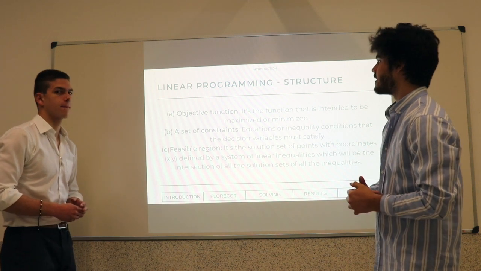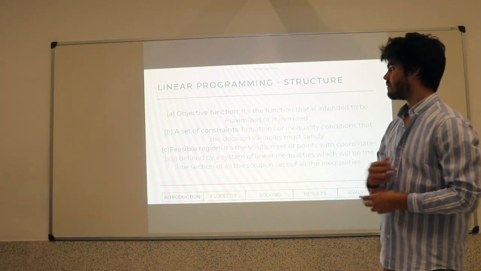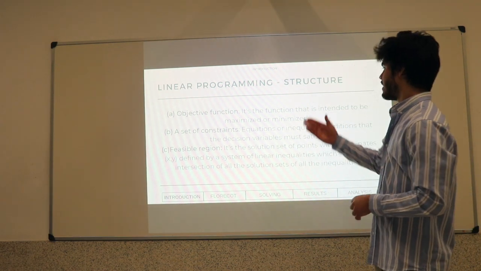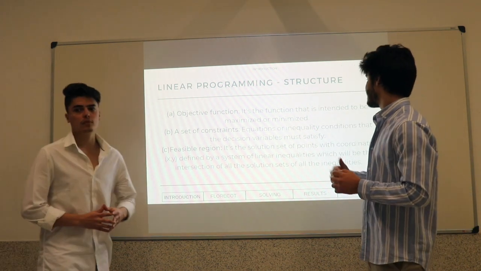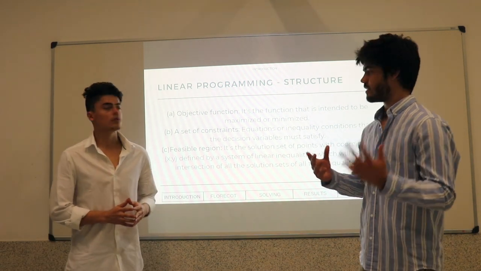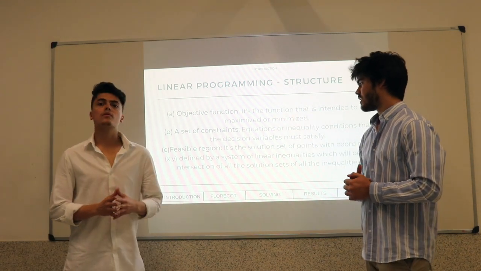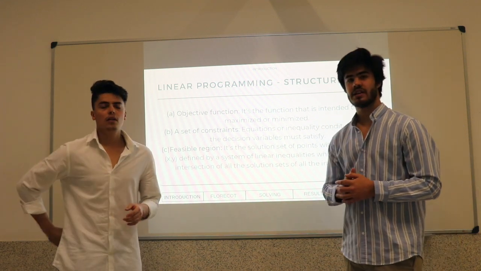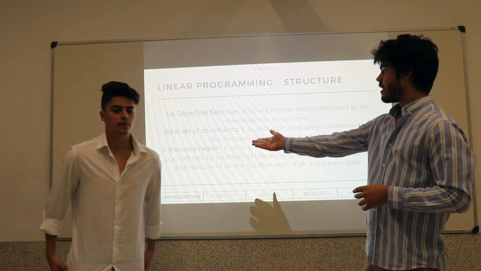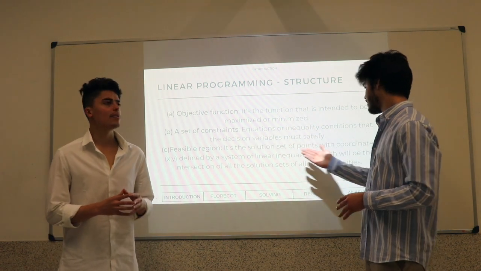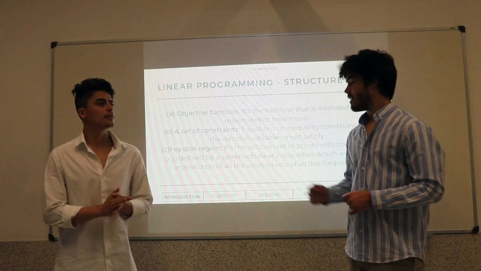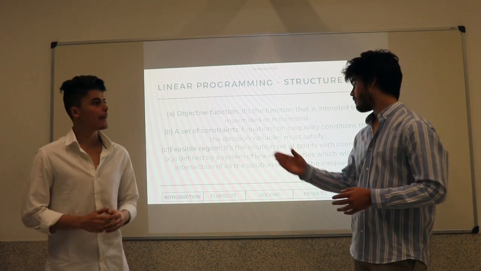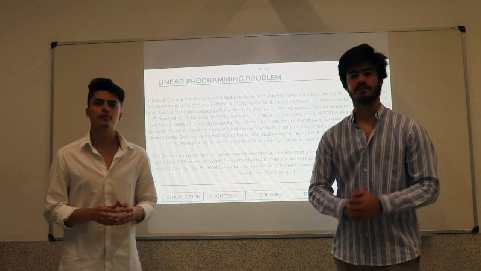The basic structure of a linear programming problem starts with an objective function created from the decision variables found in the problem. The objective function is the function that is intended to be maximized or minimized inside the problem. Then, a set of constraints, which are equations or inequality conditions that the decision variables must satisfy, and furthermore, a feasible region, which is the solution set of points with coordinates x and y, defined by a system of linear inequalities, which will be the intersection of all the solution sets of all the inequalities.